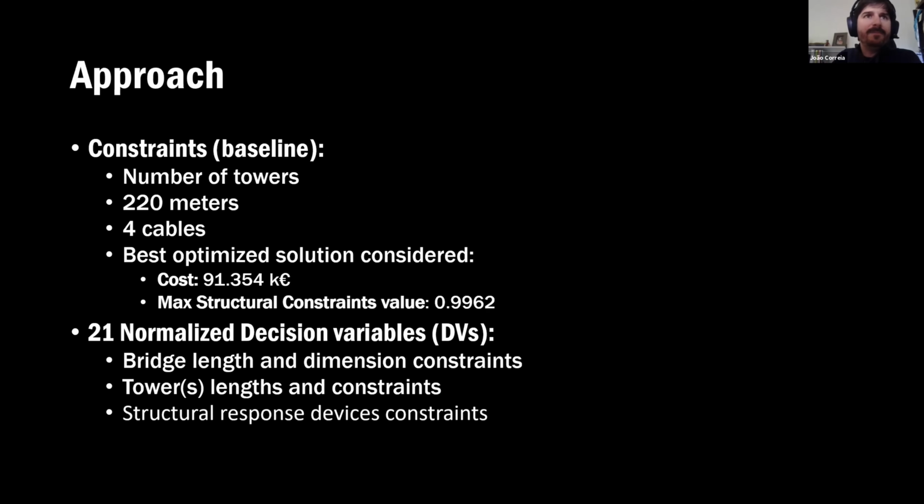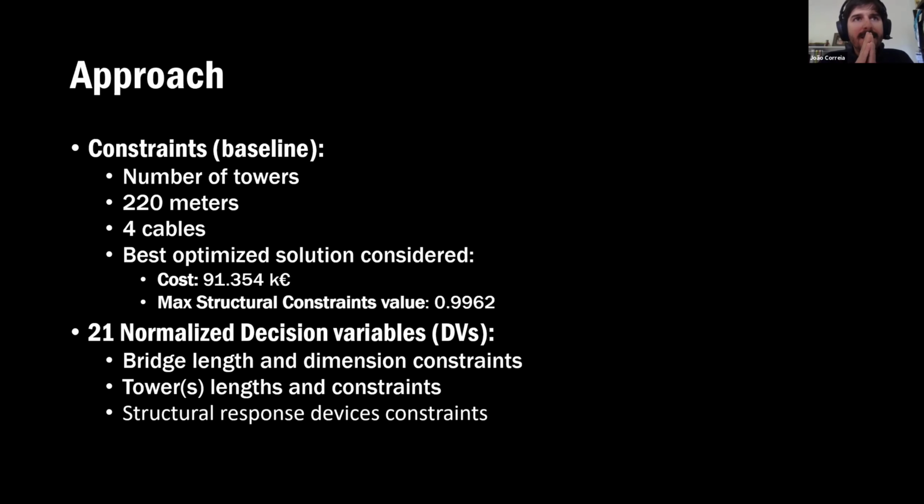So what are our constraints? We want to explore different types of variables to make this happen, but we have some constraints for this setup. We have a constraint on the number of towers that we are going to use. In this case, we are using two towers, and we are trying to project a bridge for 220 meters. This is a bit on the civil engineering side, but we use 4 cables to connect all the bridges.